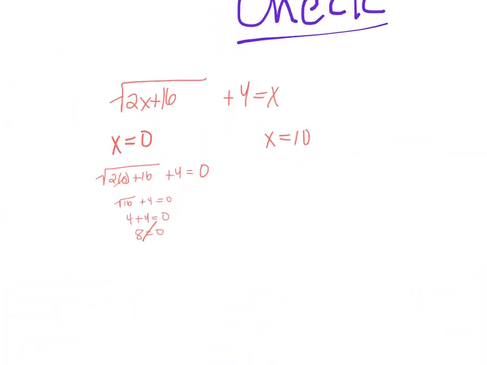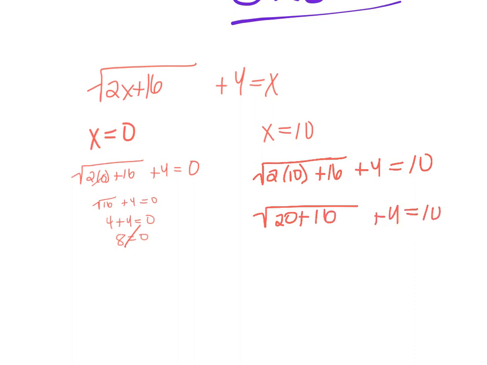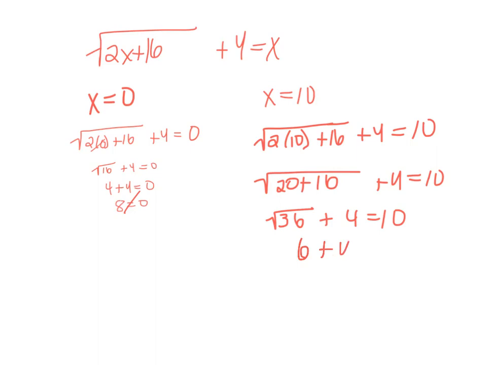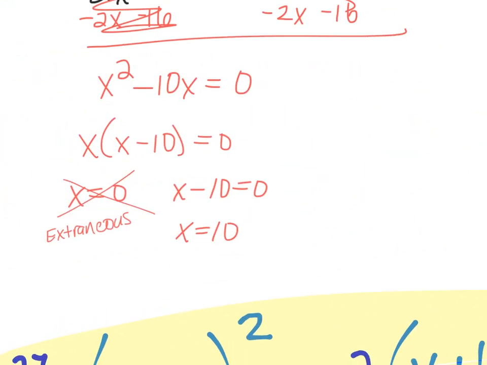So now I'm going to do it again. I'm going to plug in 10. So I have the square root of 2 times 10 plus 16, plus 4. Does that equal 10? Well, 2 times 10 is what? I have 20 plus 16, plus 4 equals 10. What's 20 plus 16? 36. What's the square root of 36? What's 6 plus 4? What do you know about 10 and 10? They're equal. So what do we know about the answer? x equals 10. It's true.